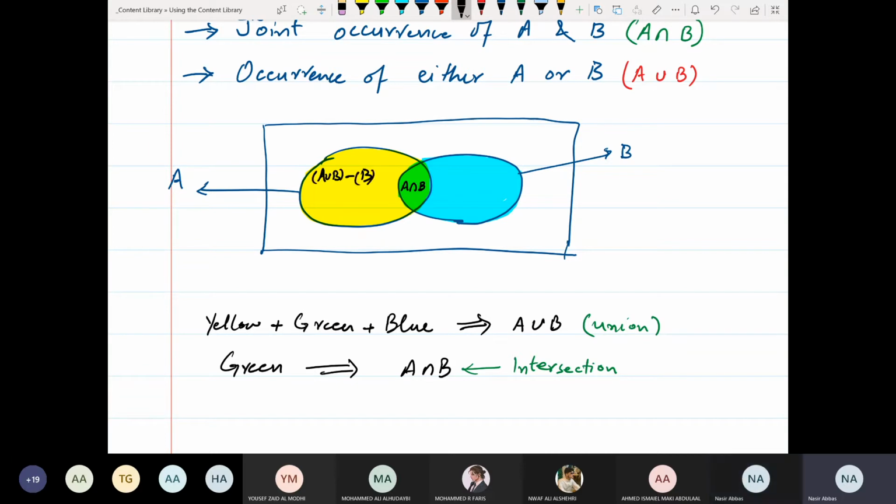Anyone else with a different way? Ali. Can we say A minus B? A minus B, no. A minus B will be something else. Abdurrahman. Complement of B. Yes, complement of B is everything outside the B. Complement of B includes this area also, everything.